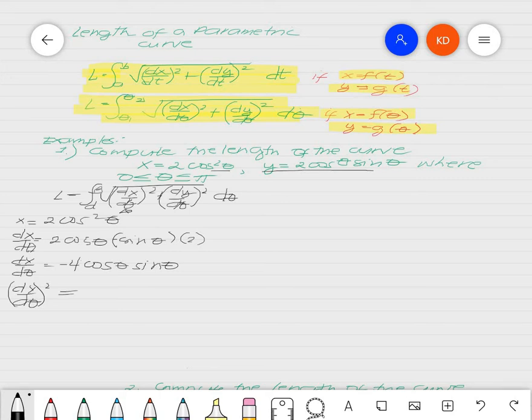Then dx over d theta, quantity squared, is equal to 16 cosine squared theta sine squared theta.